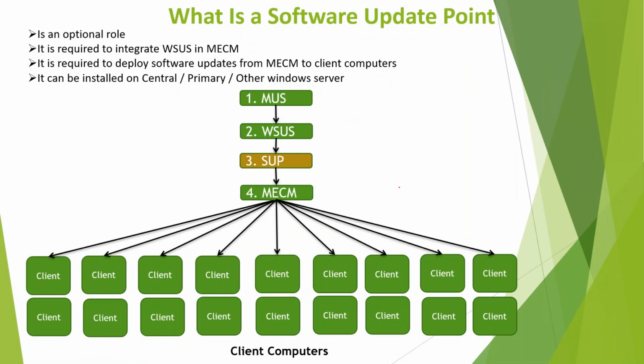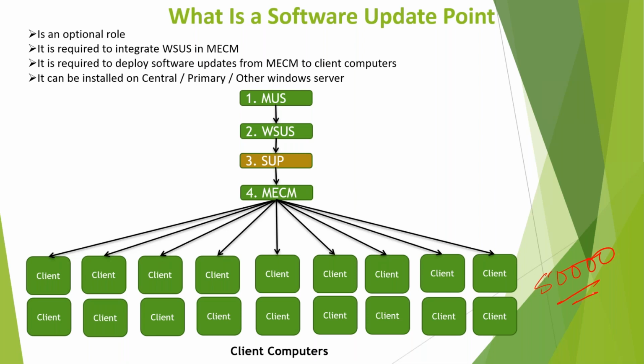Then we have software update point. What is software update point? Software update point is basically for deployment of updates to the devices. For example, you have 50,000 computers and we need to make sure all the machines are up to date. So how do you deploy updates?